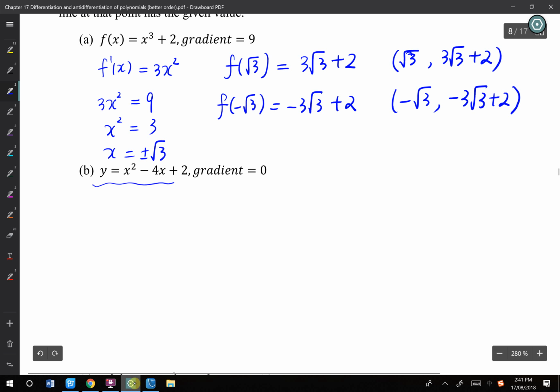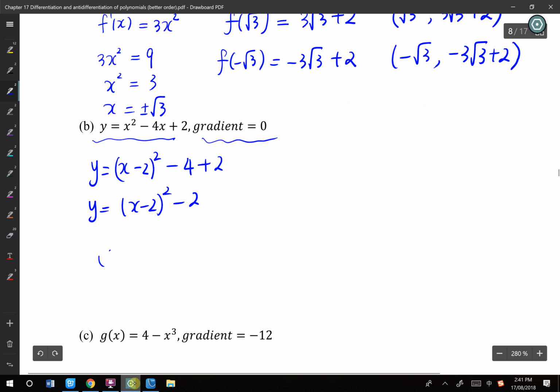This is a quadratic. I want to know where the gradient equals 0. Which point do you think the gradient is 0? For a quadratic, which point has gradient 0? Turning point. So I can just complete the square here. That's minus 4. Well, I'm just using another method. You should go by derivative, but I can see what the point should be. The point should be 2, 2. That's the turning point. So the gradient must be 0 on that graph. But anyway, I will do the correct method.